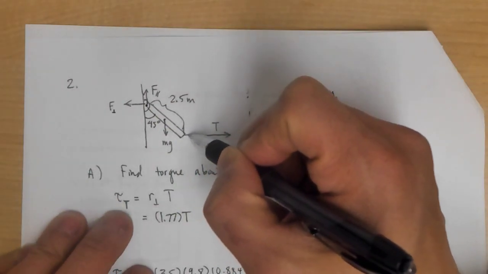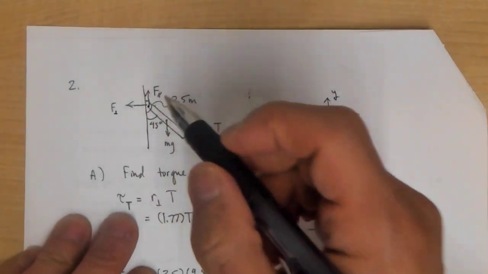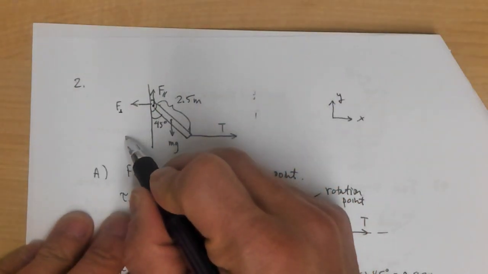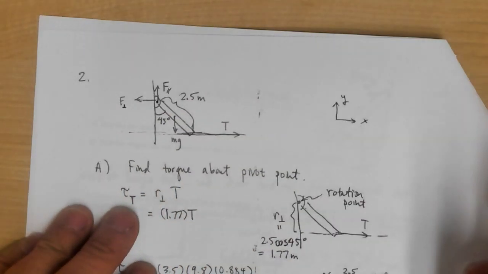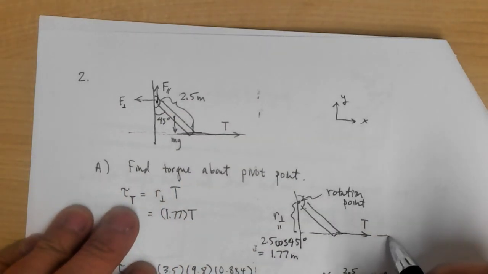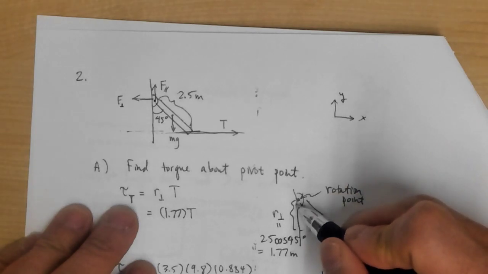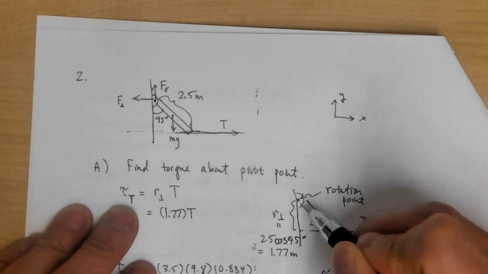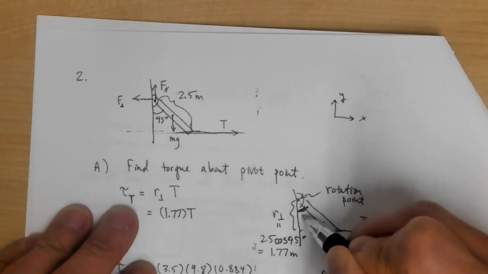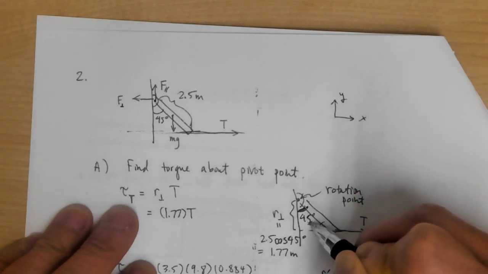First let's get the torque due to this tension T. Because it's a horizontal vector, the easiest way to calculate is to do the R perpendicular. You draw a straight line like this, and then draw a straight line. We can figure out what this R perpendicular is. This angle I actually want is 45 degrees.